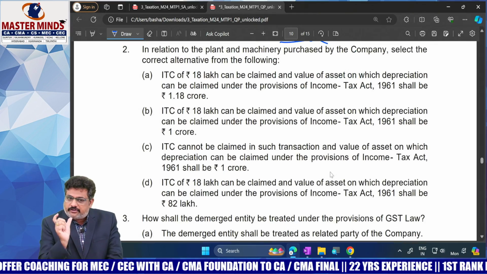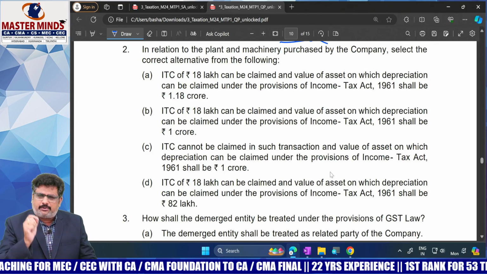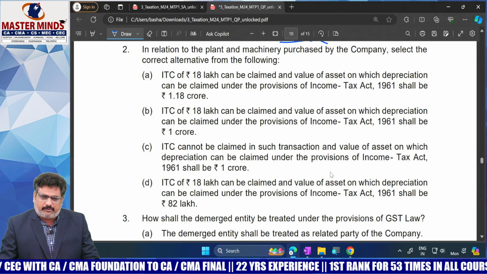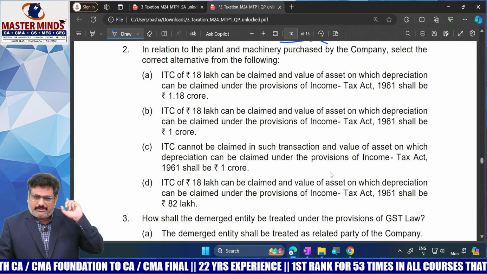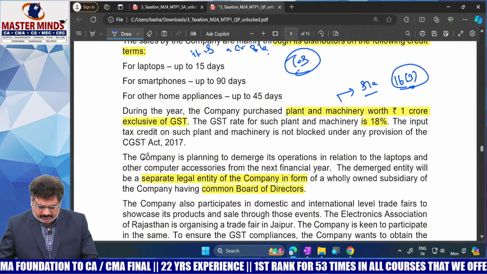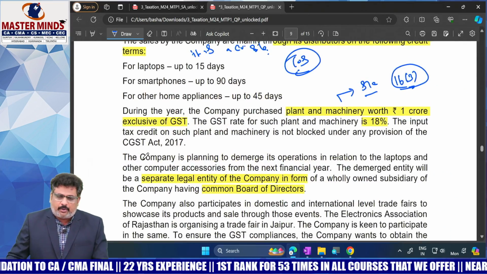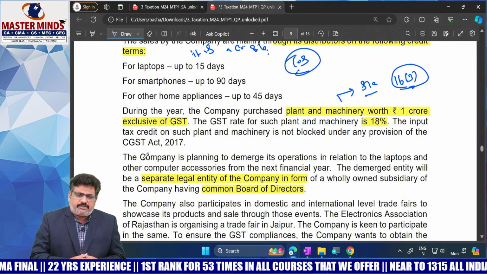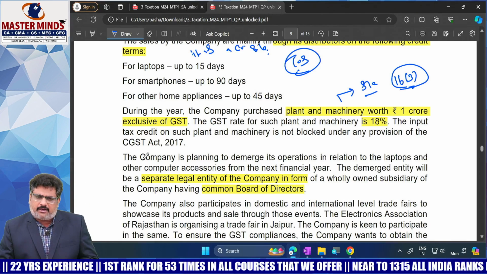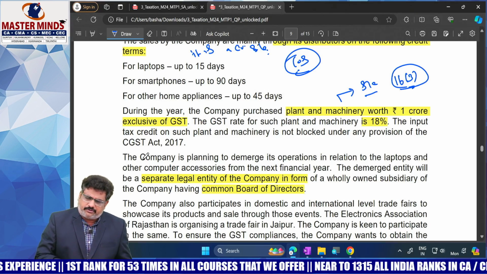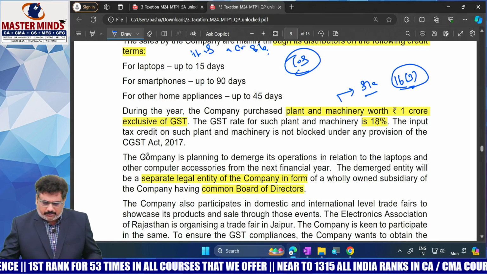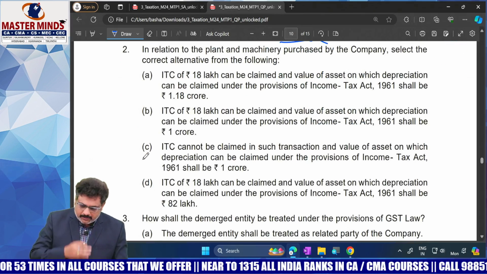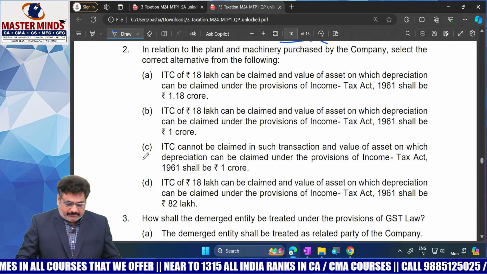Second question. What was the question asked? See this? In relation to the plant and machinery purchased by the company, select the correct alternative from the following. I told you, what is the topic that is applicable here with respect to plant and machinery? See this? 16.3. What does 16.3 say? Inclusive of GST, depreciation was claimed: no ITC is allowed. Exclusive of GST, depreciation was claimed: definitely ITC is allowed. Okay, based on that, we need to choose which one is the correct one here.